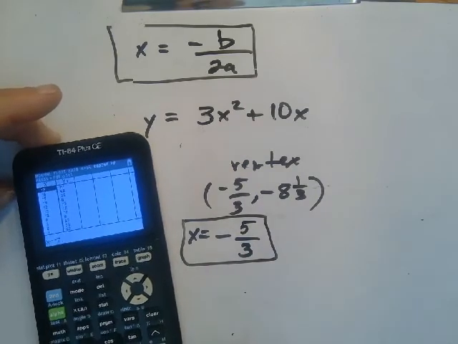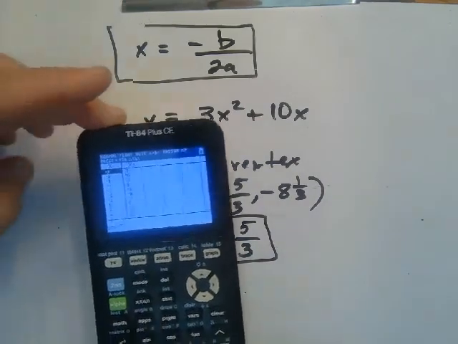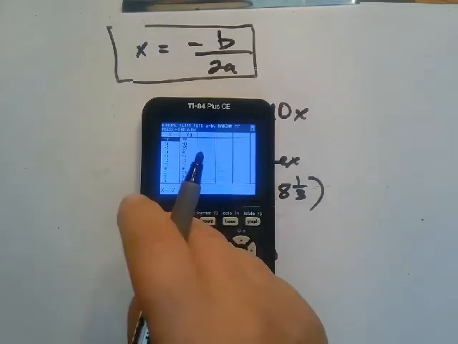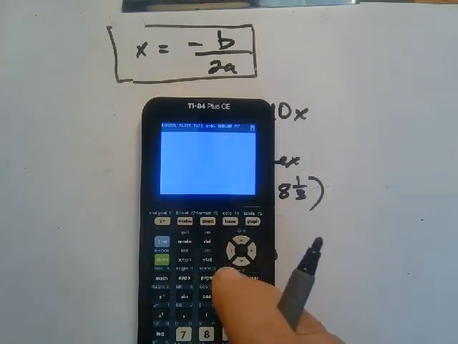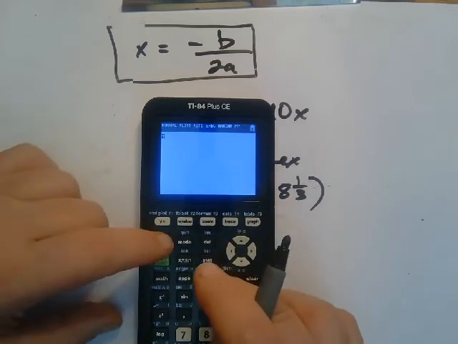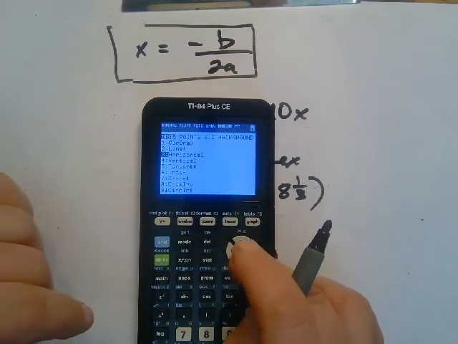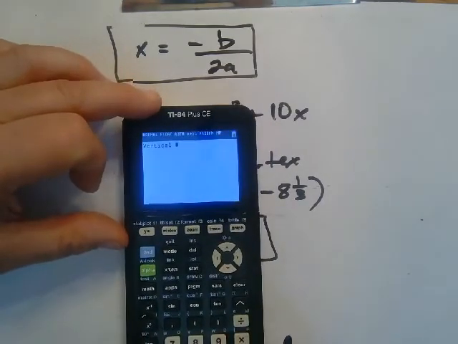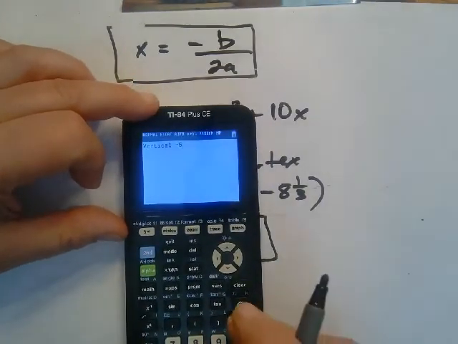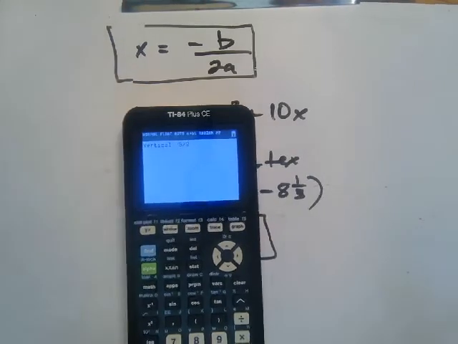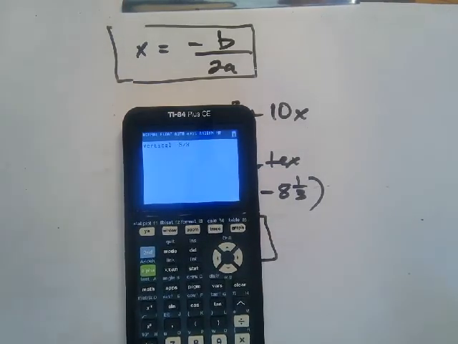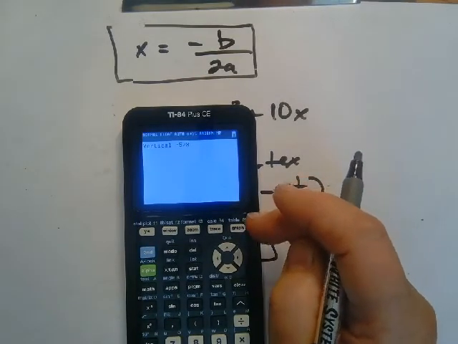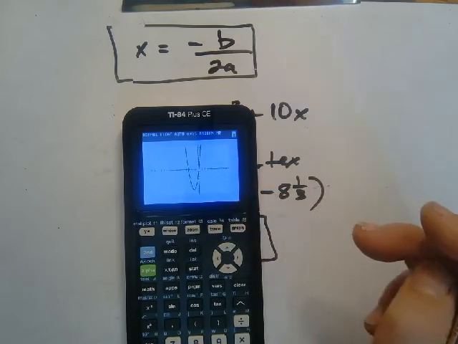If that vertex is really at negative 5/3, let's draw a vertical line right here. And if you remember, we can draw a vertical line by using the draw feature. Let's go do that, okay? I'm going to use the draw feature on the calculator here. I'm going to go second, draw, vertical, okay? And I want a vertical line at negative 5/3. Now don't put a decimal in here, because if you do, you have to round that decimal. We don't want that decimal to mess up our graph. So I'm going to go ahead and graph it.